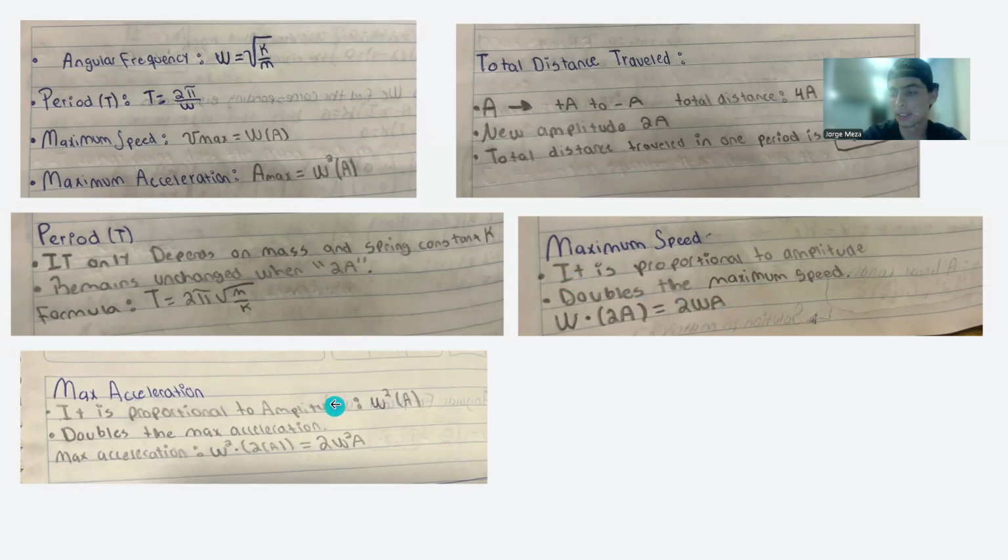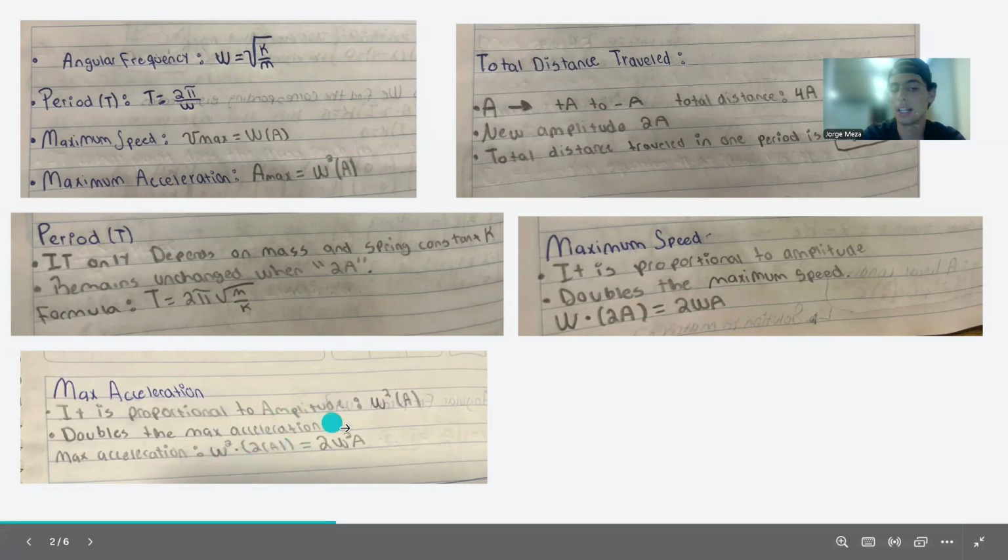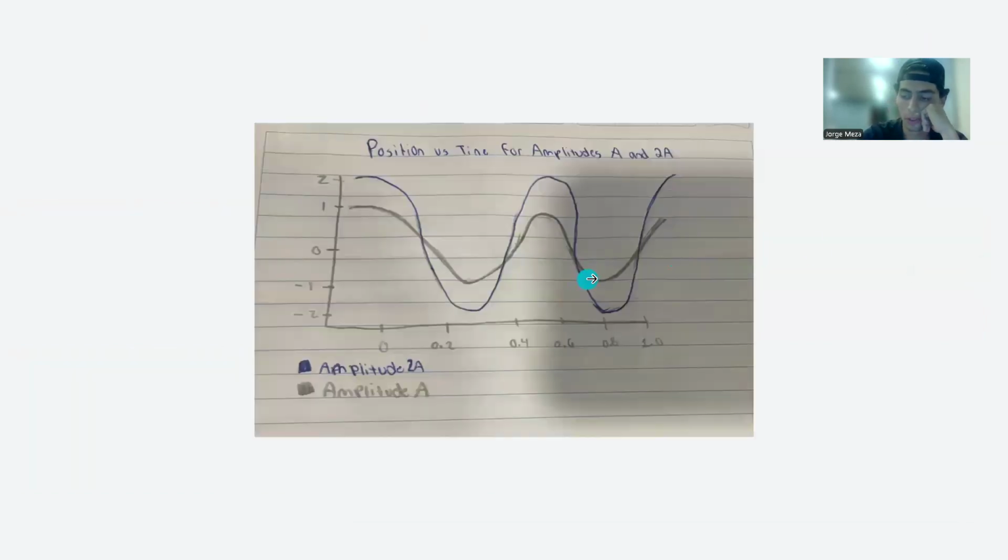Regarding the acceleration, doubling the amplitude to 2a also doubles the maximum acceleration, calculated with this formula, and the final result is this one. We have the following graph, where we can see two curves representing the motion of the mass when released from two positions, A and 2a.